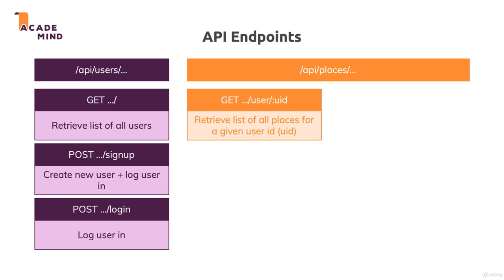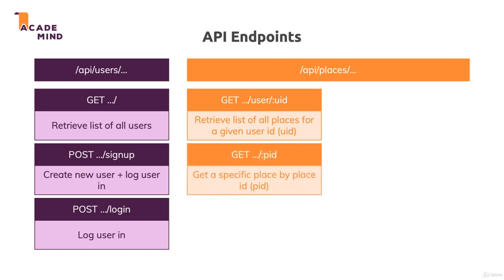If we get a GET request to just API/places/someplace_ID, then I want to get that specific place by that ID. And important, both UID and PID, which have this colon in front of them, are dynamic segments. So what exactly is part of the URL here is up to the front end. This will be interpreted as a user ID or a place ID though.